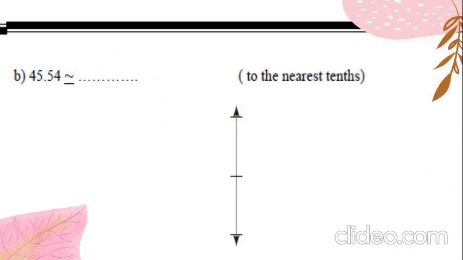Let's solve another example. Here I have 45.54. I need to round this number now to nearest tenth. Okay, which digit under tenth? It's 5. First, I need to find the smaller number. How can I find the smaller number? Search which digit under the required house. Tenth.